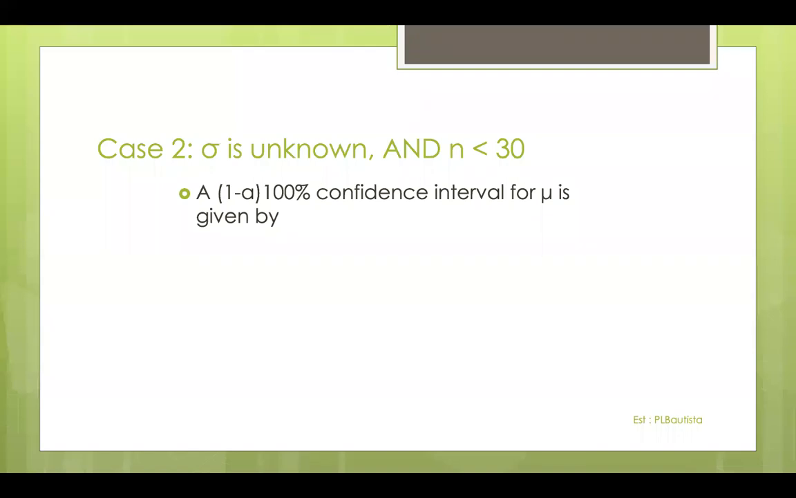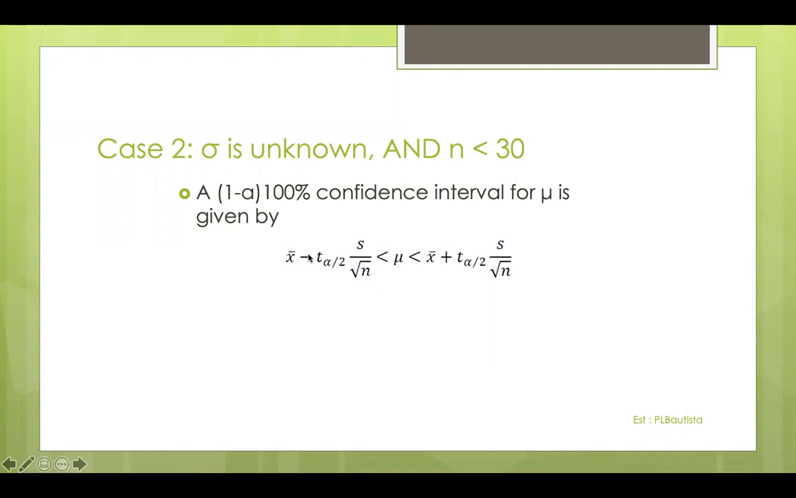So for the second case, the 1 minus alpha 100% confidence interval for mu is given by the following formula. X bar minus T alpha over 2 times S over square root of n and X bar plus T alpha over 2 times S over square root of n. And you will notice here that it is quite similar to the formula for case 1, except that since sigma is unknown, we already replace it with S in this formula.